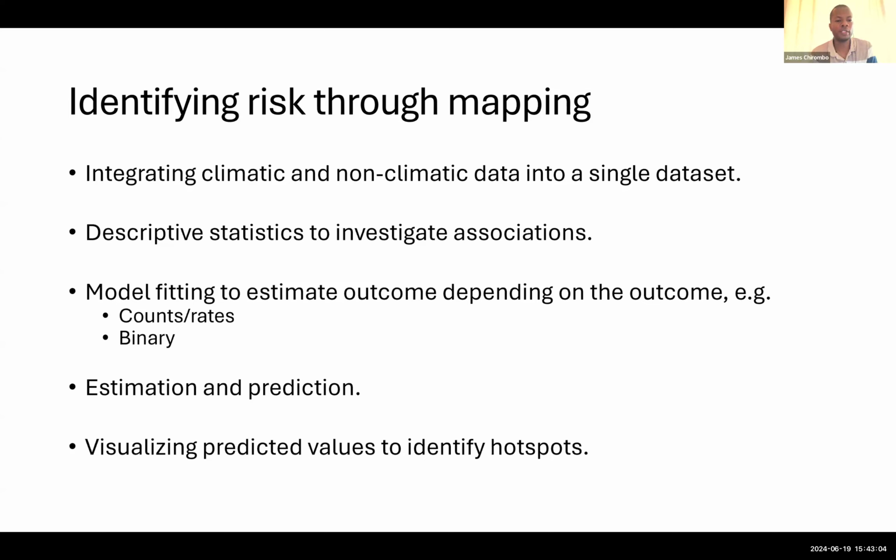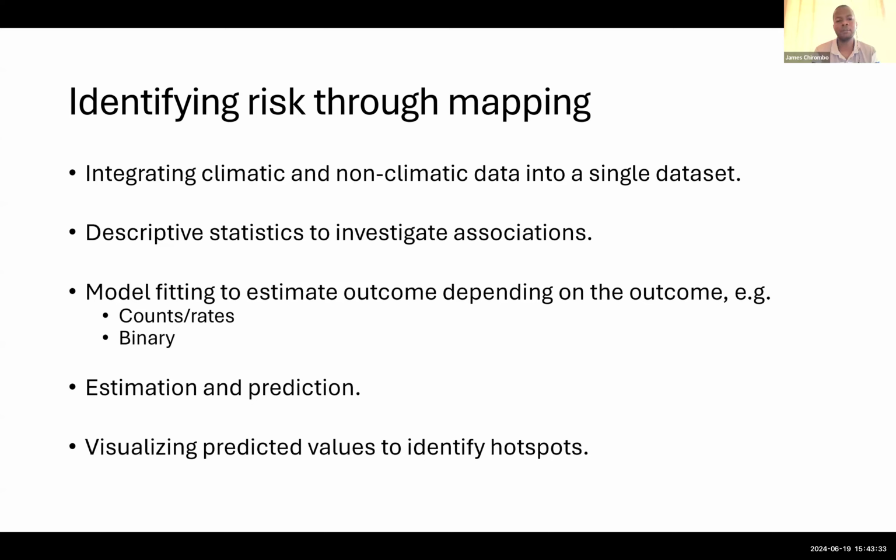You can have a model for rates if your data are counts. For example, if you've got counts of malaria cases at a district level, then you can fit models for count data. You can have models for binary data. So depending on the type of data, there are so many options in terms of the model that you can have to estimate the strength of the relationship, but also to predict.